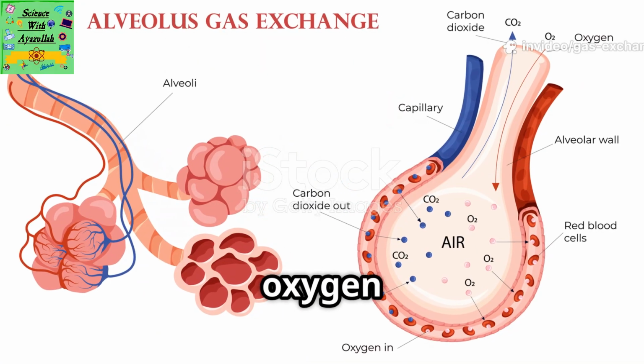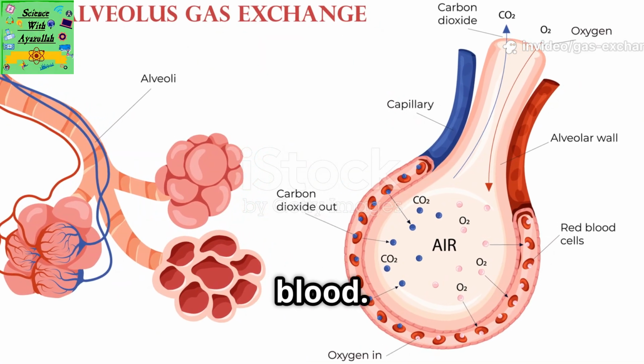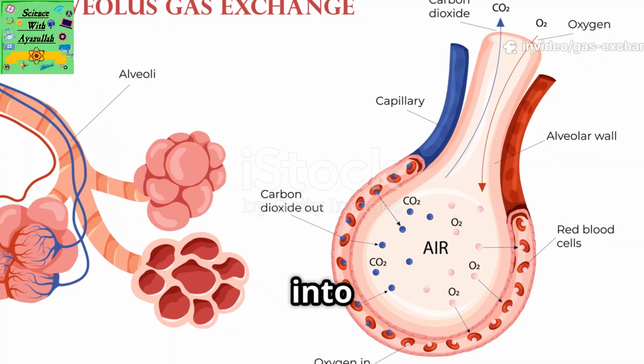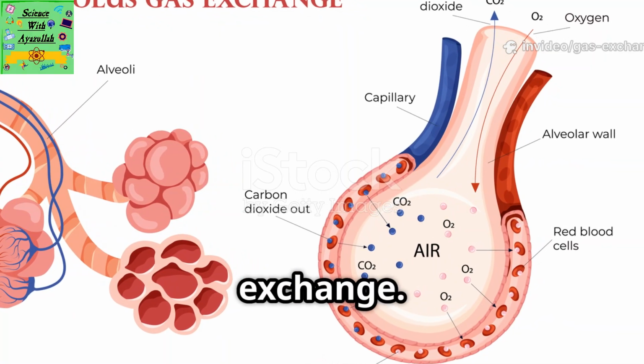Inside the air sacs, oxygen from the air goes into the blood. Carbon dioxide from the blood goes into the air. This is called gas exchange.